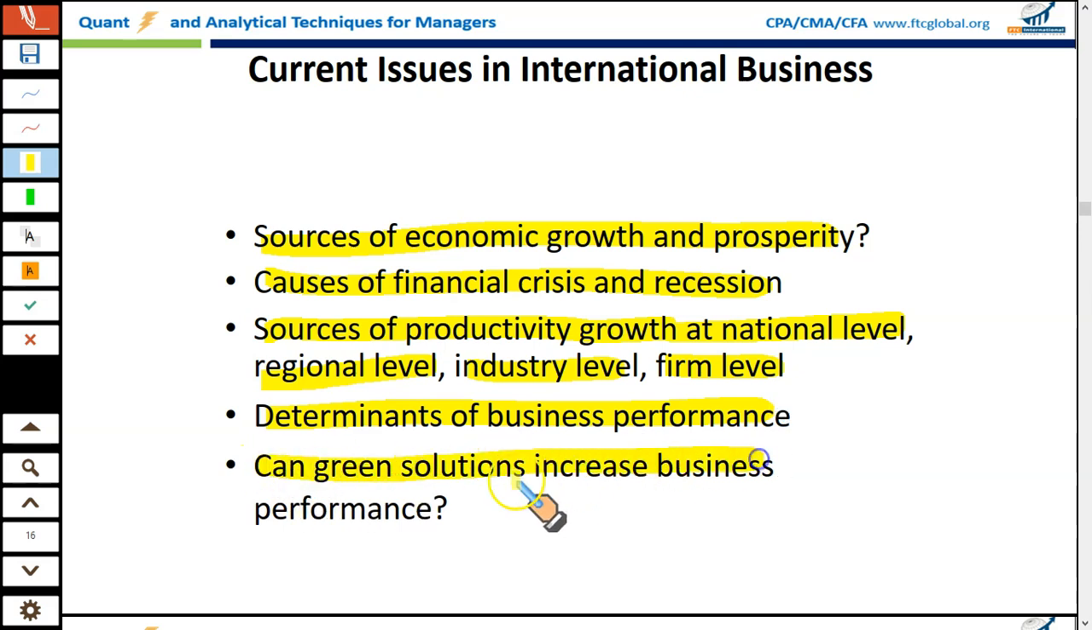Can green solutions increase business performance? Green solution means maybe you are in production of chemicals, so your manufacturing process discharges some harmful gases in the atmosphere. So if you use green technology which processes these gases before they are released in the atmosphere, that would require cost. So even spending intensively on green technology, will you be still profitable? So it's about exploring whether environmentally friendly practices can also enhance your profitability, your efficiency.